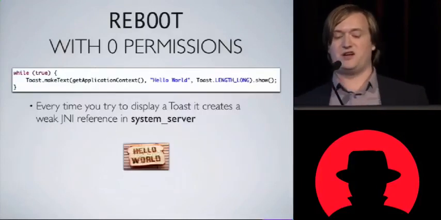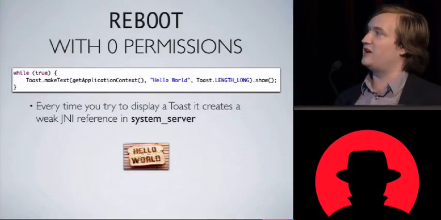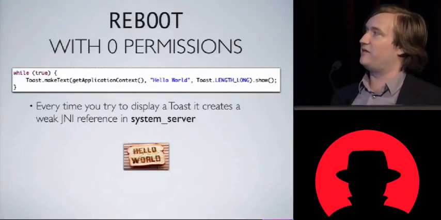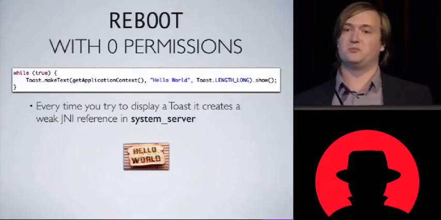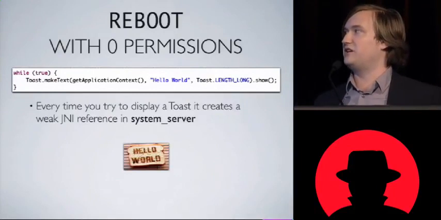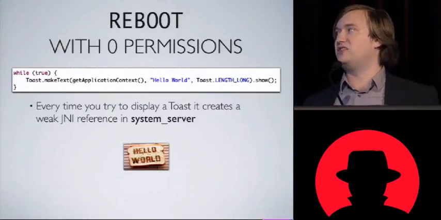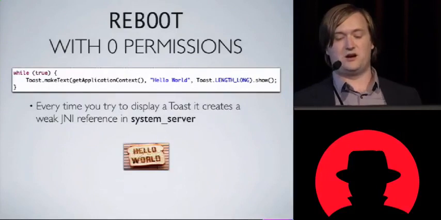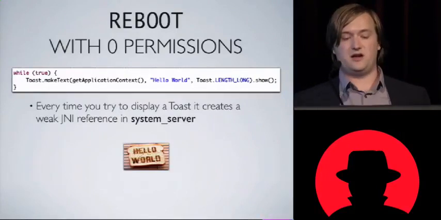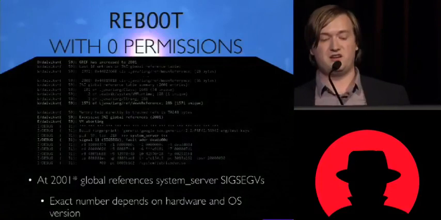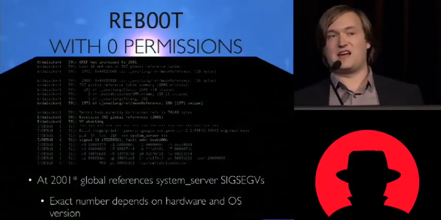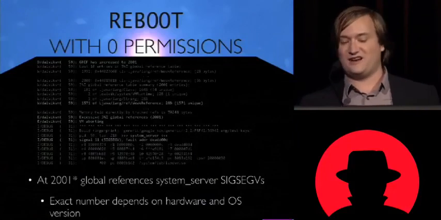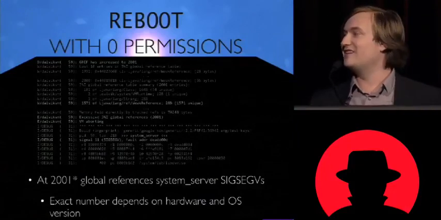So here's just a simple, this is kind of the hello world of creating a toast. You can just easily call this helper method and display a toast on the screen, and then all I've done is throw it inside an infinite loop. And every time that you create a toast, it actually creates a weak JNI reference in the system server. And as you can see, at 2001 global references, the system says, "I can't let you do that, Dave," and crashes with a SIGSEGV.